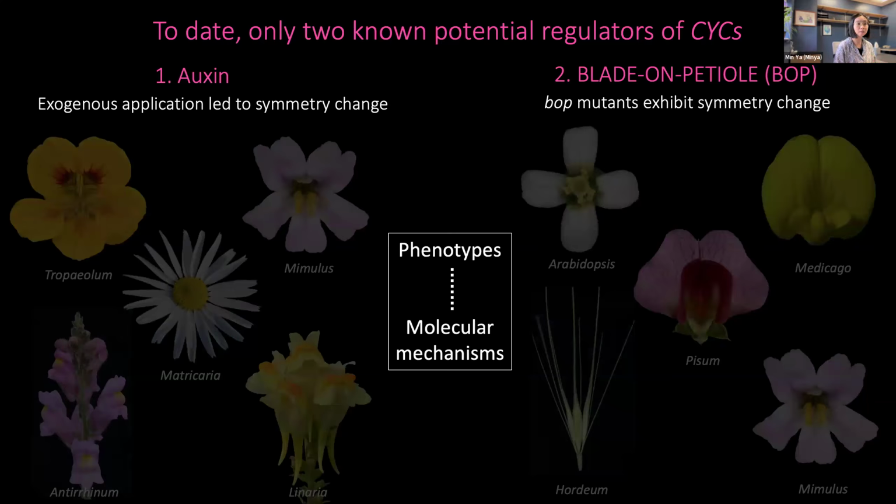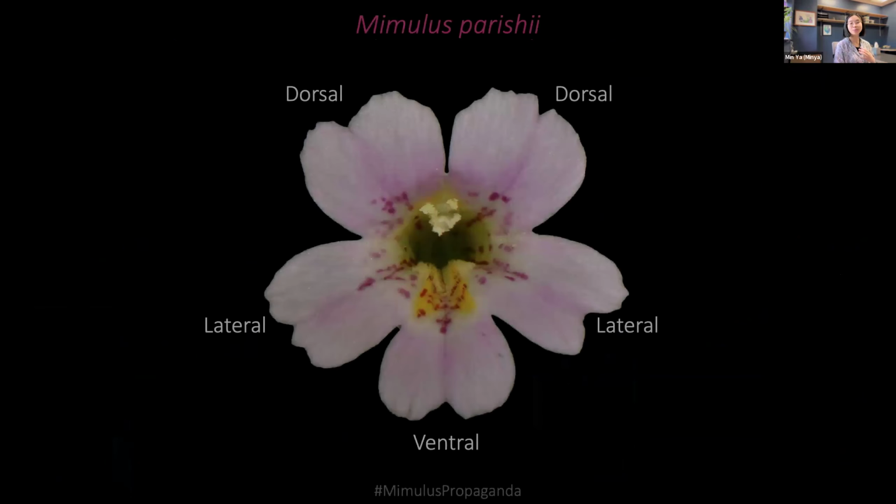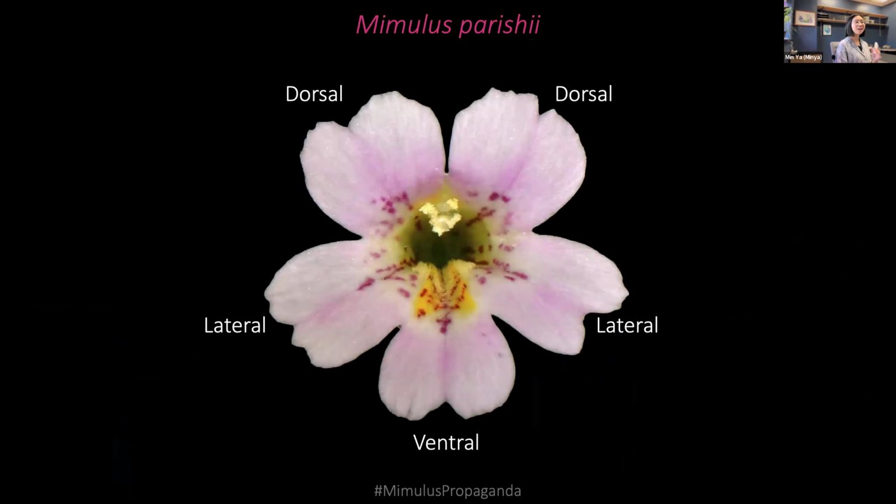And to understand the molecular mechanisms, we need systems that have bilaterally symmetric flowers, but are also equipped with proper tools. And this moment did not come until recently, and here's my very cute Mimulus flower. A bilaterally symmetric flower, but also one that can be easily transformed, so a truly emergent model system. And now we can use Mimulus to really address those mechanistic questions regarding symmetry breaking in making flowers.